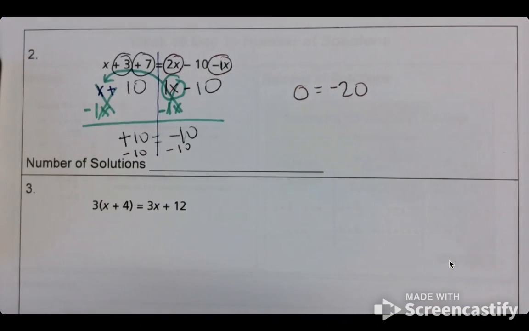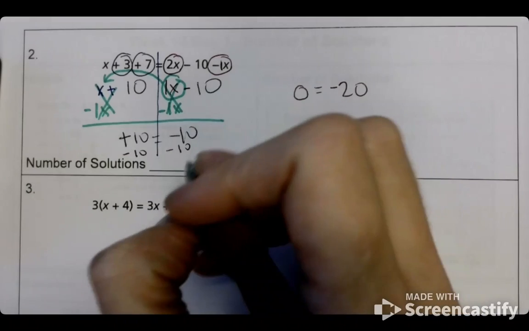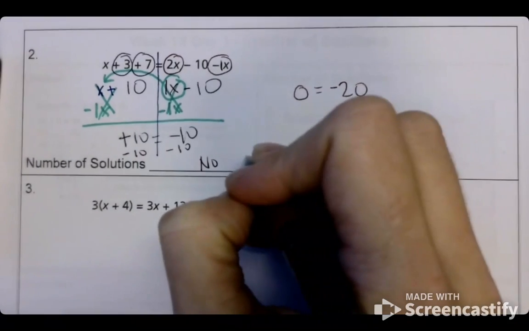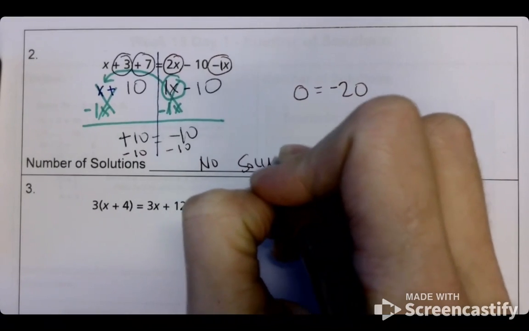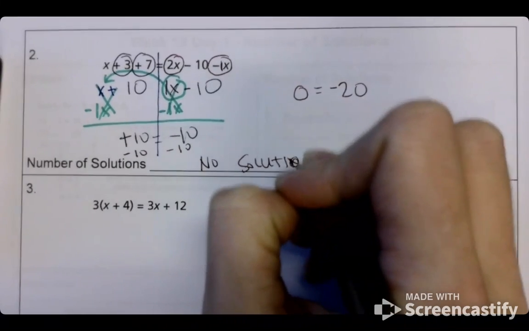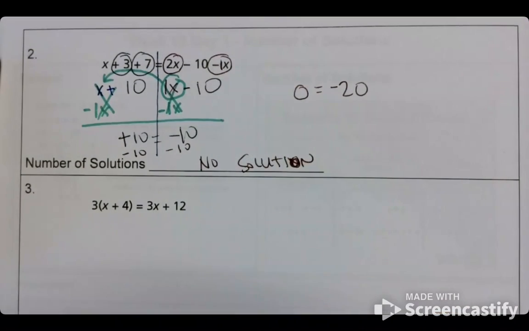Does 0 equal negative 20? It does not. So how many solutions would that be? No solution. Oopsies, I should spell it right. No solution. All right.